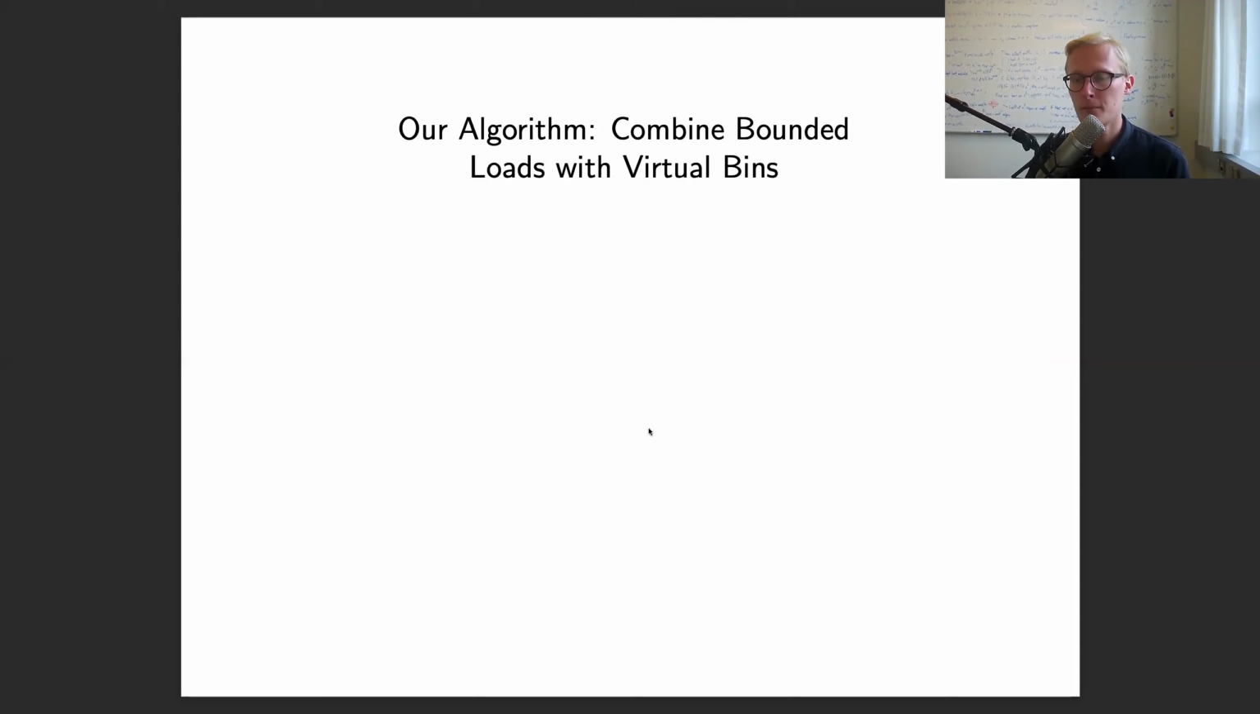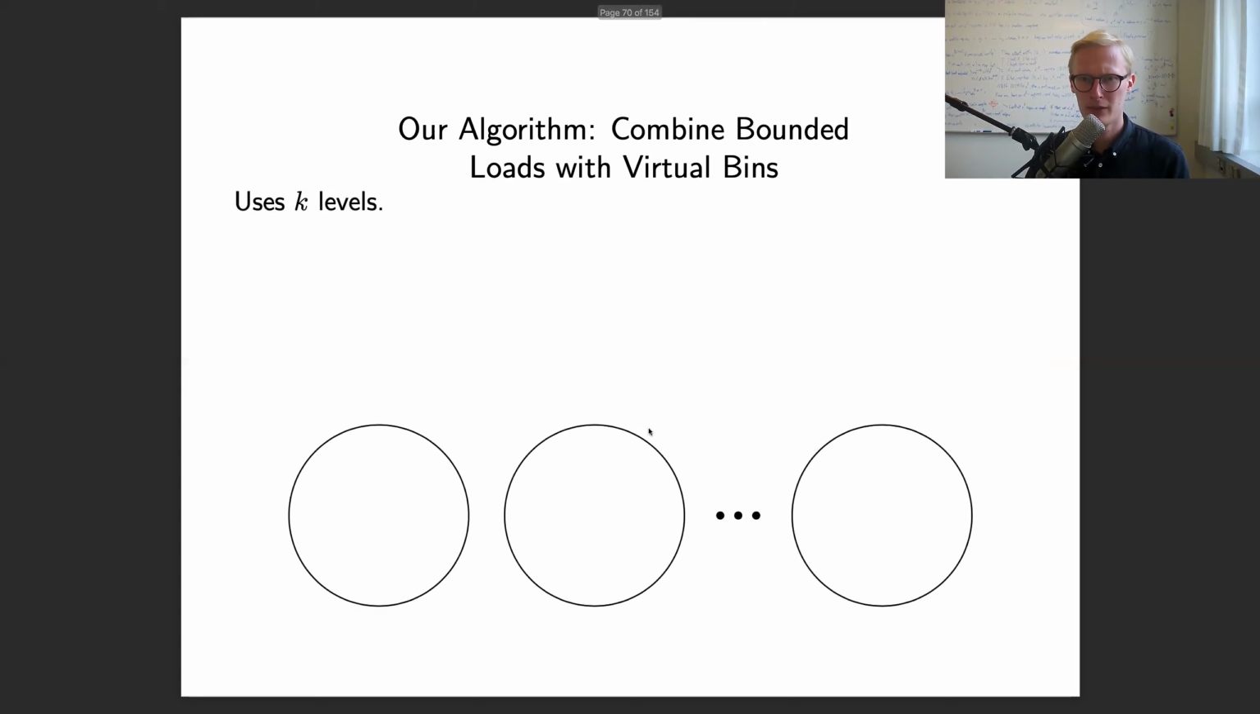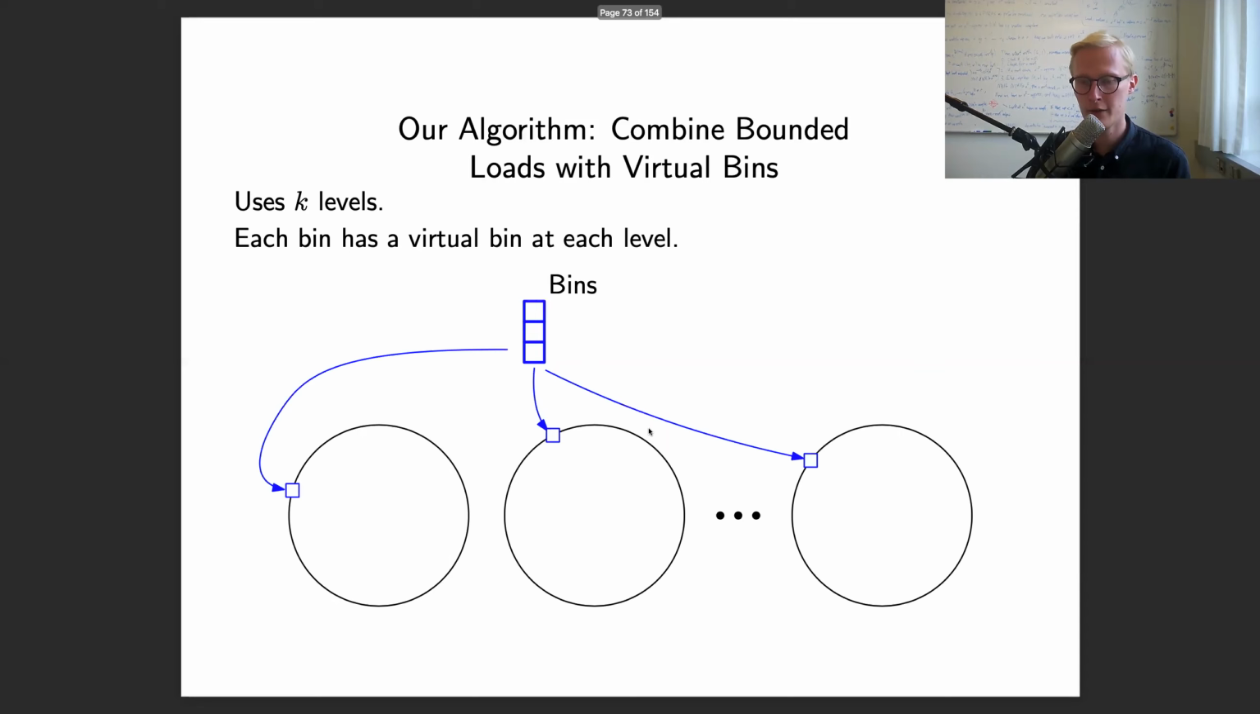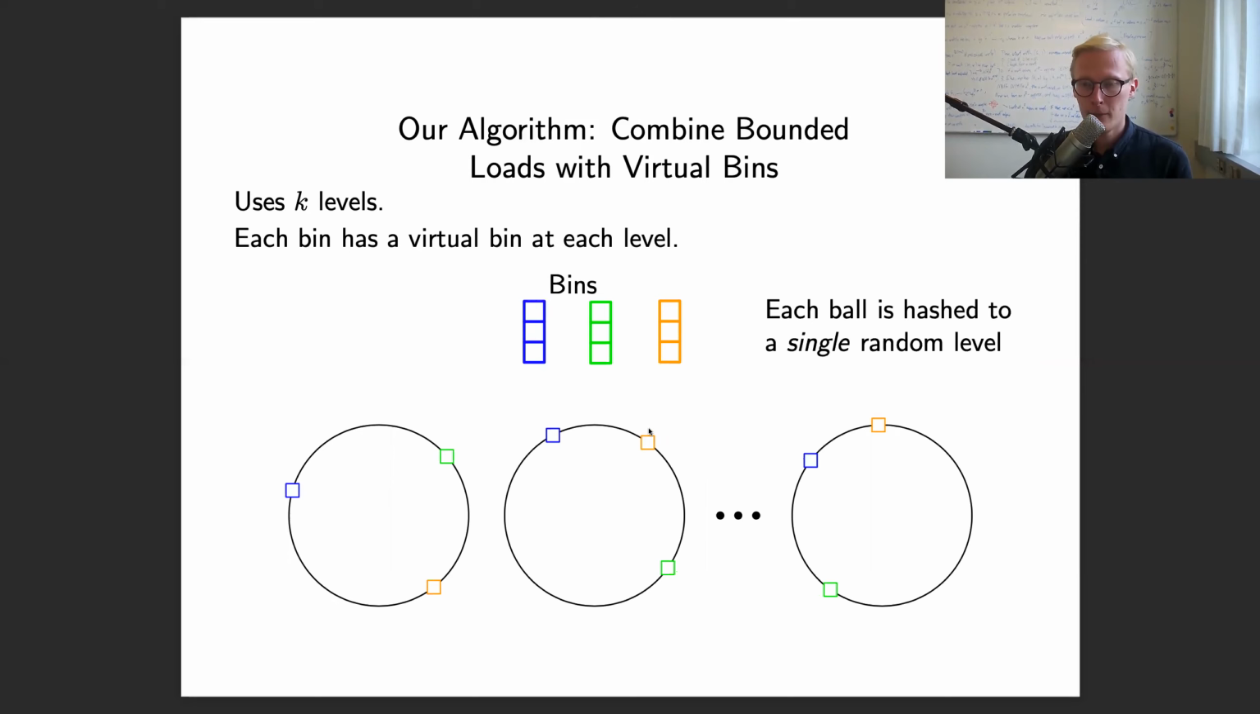And the idea is essentially to combine the bounded loads with the use of virtual bins, the two solutions we just discussed. So our solution uses k levels, and each bin has a virtual bin at each level. So this blue bin would have a virtual bin at each level. This green bin would have a virtual bin at each level, and so forth. And now the balls: a ball is not hashed to all of the levels. A ball is just hashed to a single random level, in contrast to the bins. So the placement of the balls could look something like this.